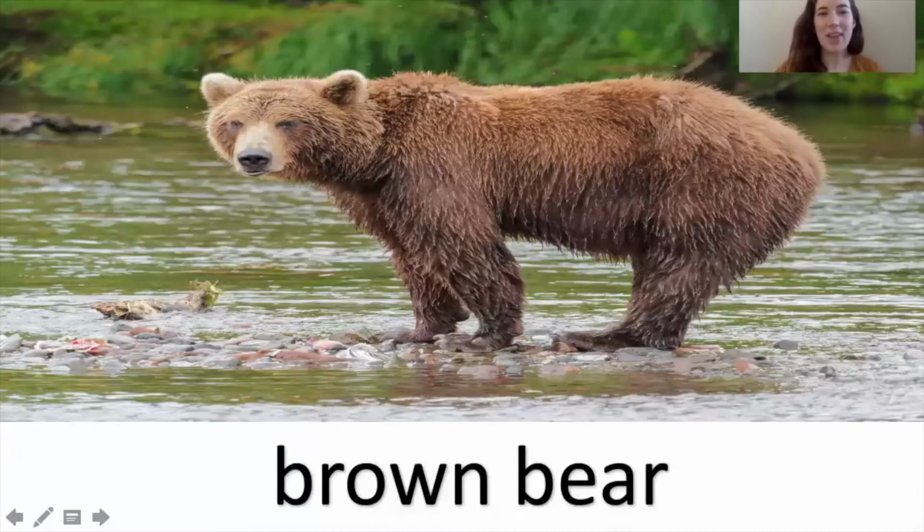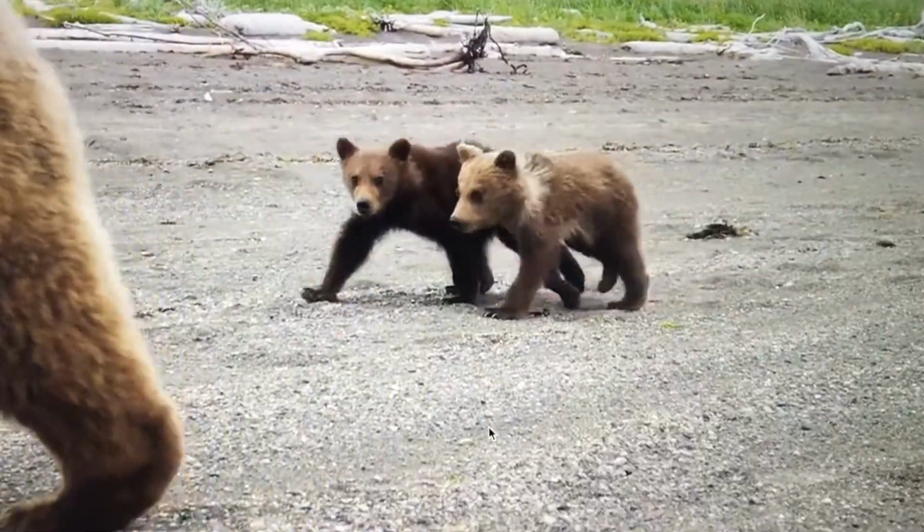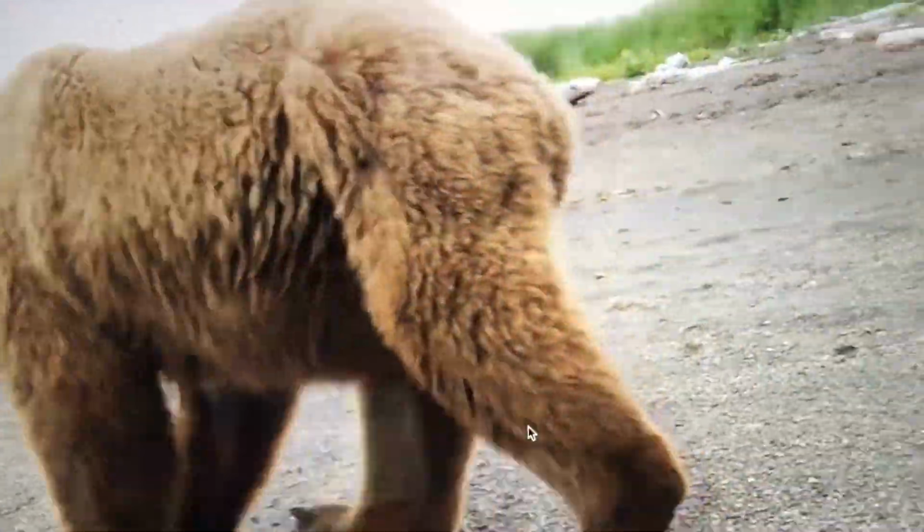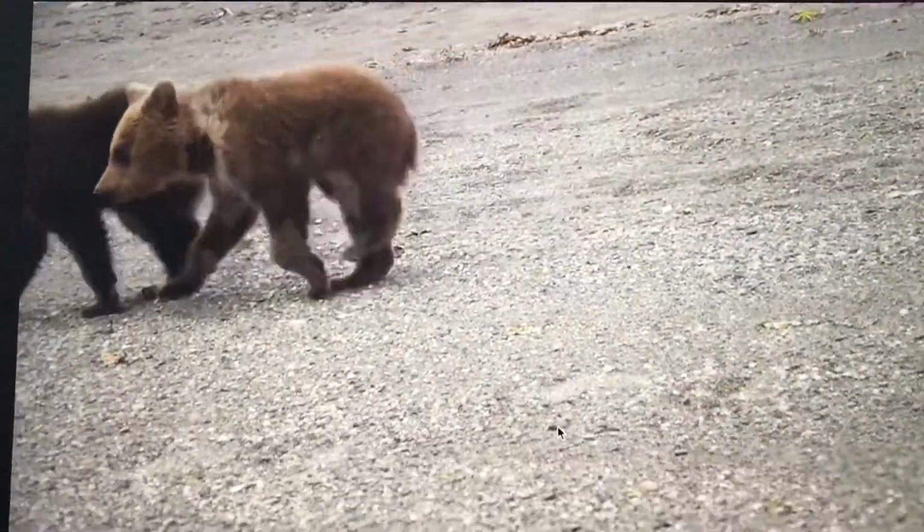Our first bear today is the brown bear. The brown bear is the bear that we were talking about all of last week. The brown bear has a big hump in between its shoulders, and that's how it's mostly recognised. We're going to talk a little more about the different parts of a brown bear at the end of this video. Here I have a video of a brown bear and two little bear cubs. A bear cub is the name for a baby bear. So here is the brown bear.